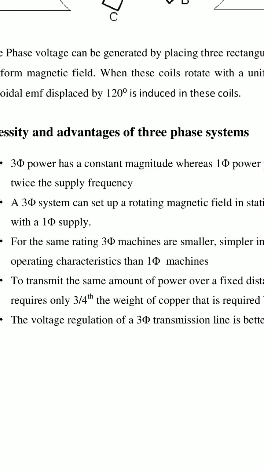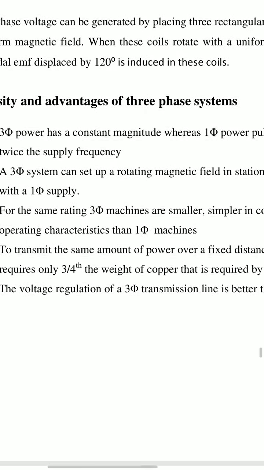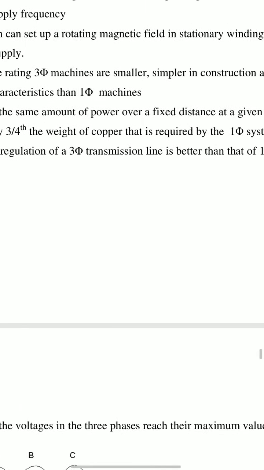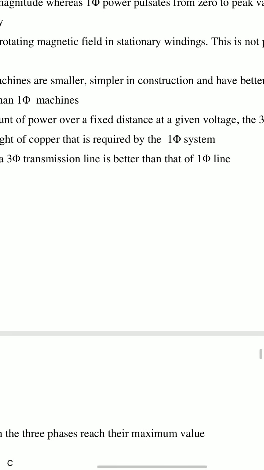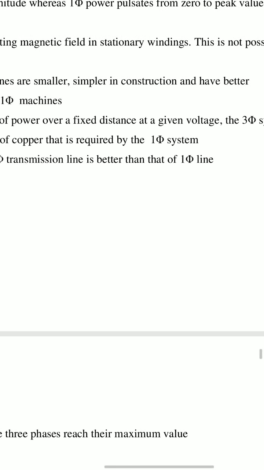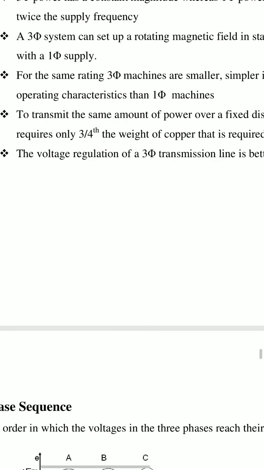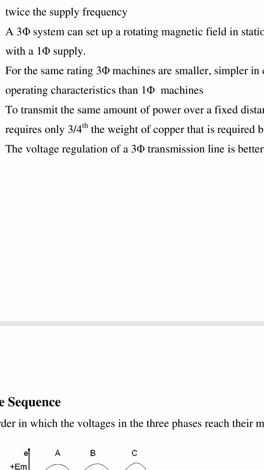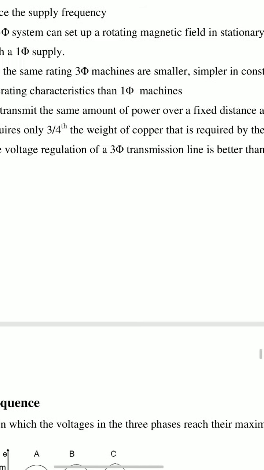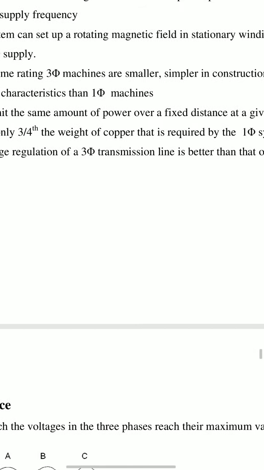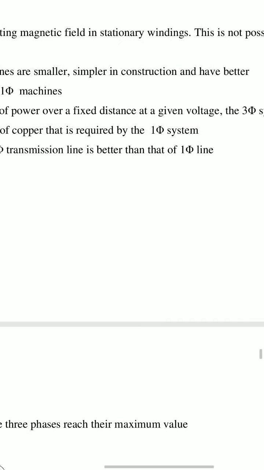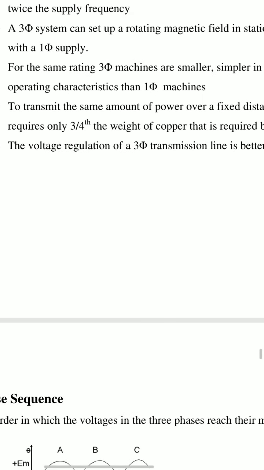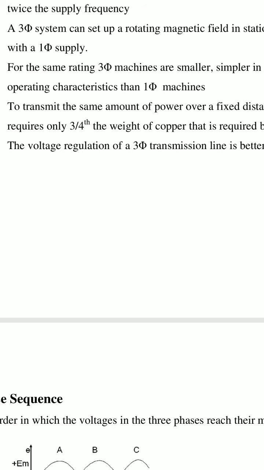A three-phase system can set up a rotating magnetic field in stationary windings. This is not possible with a single phase supply. For the same rating, a three-phase machine is smaller, simpler in construction and has better operating characteristics than single phase machines.